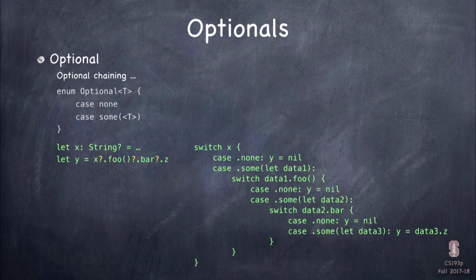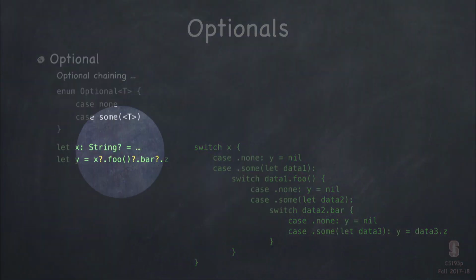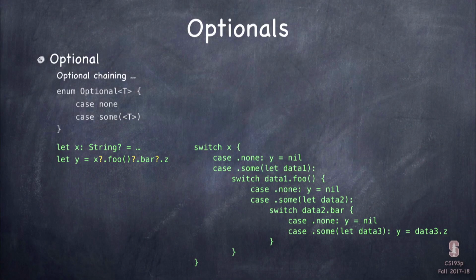This is optional chaining. Imagine right here, if you look at this little let x equals, imagine that x and the method foo and the var bar, all three of those return an optional string. So we don't know what they do, but they return an optional string. They may or may not return nil. Well, what optional chaining allows us to do is to call those things in sequence, call one, and then when we get the value, call the next thing on that, and when we get the value, call the next thing on that.